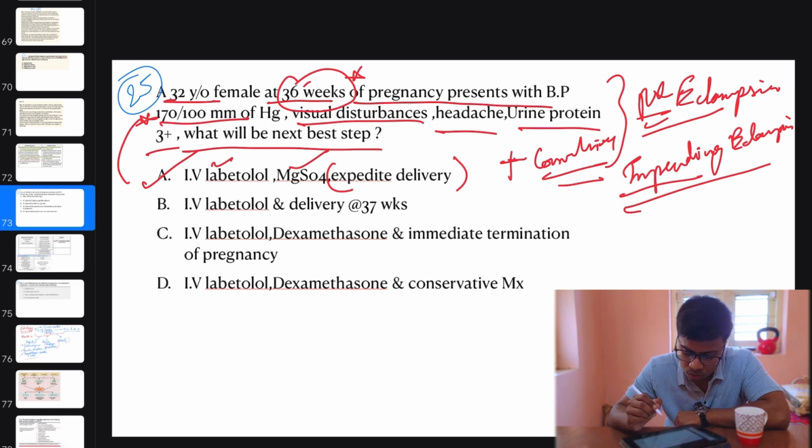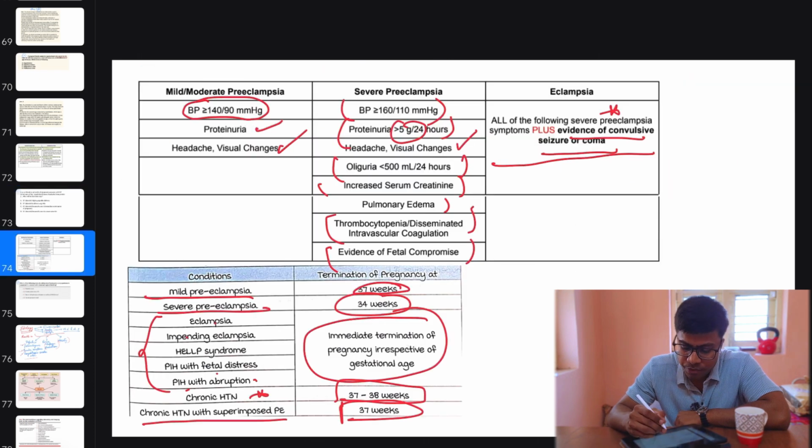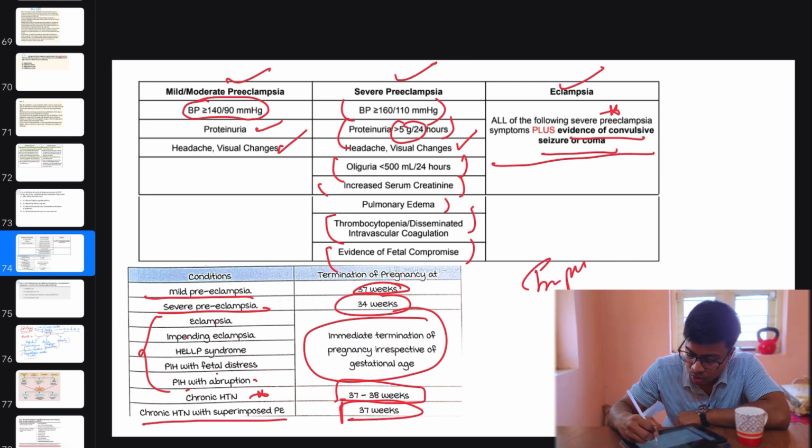We don't need to look for 36 weeks. Labetalol and delay of delivery, no, we can't do it. It's very risky at 37 weeks. No, we can't wait. IV labetalol, dexamethasone, immediate termination of pregnancy: no, dexamethasone should not be given. And the other option is also wrong. So learn this chart. Apart from that, read eclampsia, severe preeclampsia and moderate preeclampsia. So it was an impending eclampsia case.